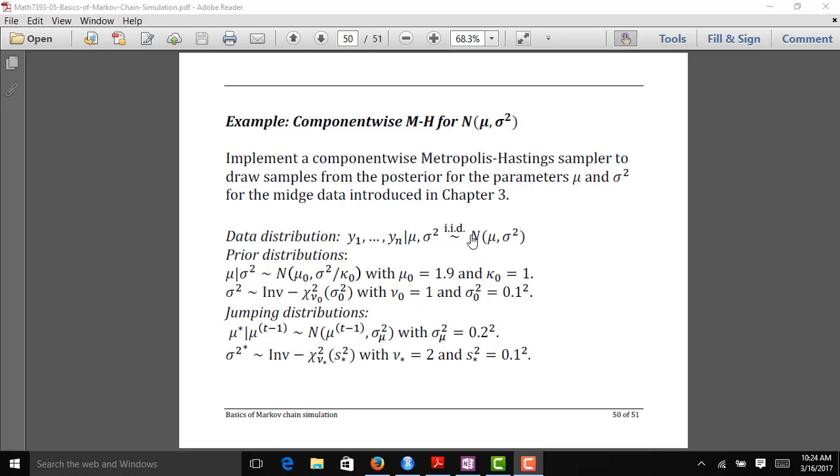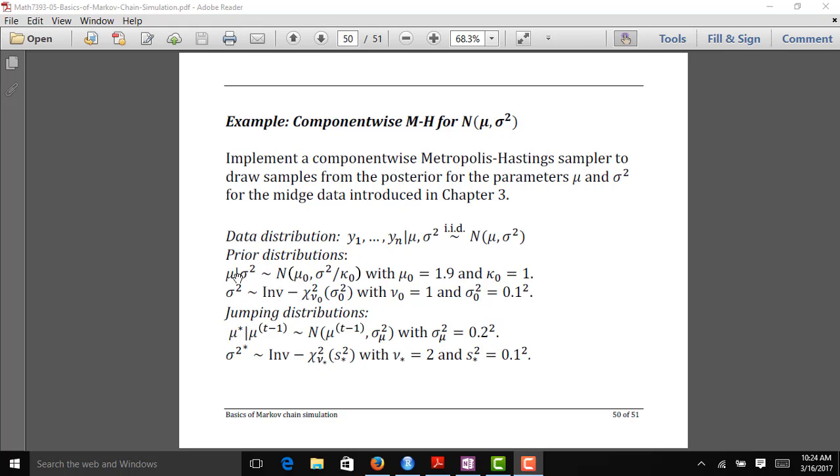and then you iterate through the appropriate number of cycles. The data that we're going to apply this algorithm to is the MIDGE data, the fly data that we talked about or learned about earlier in the course. And so if you recall, the data distribution for the data, which is actually 9 observations, is IID normal(mu, sigma squared). And then the prior distributions are, one is conditional, one is unconditional.